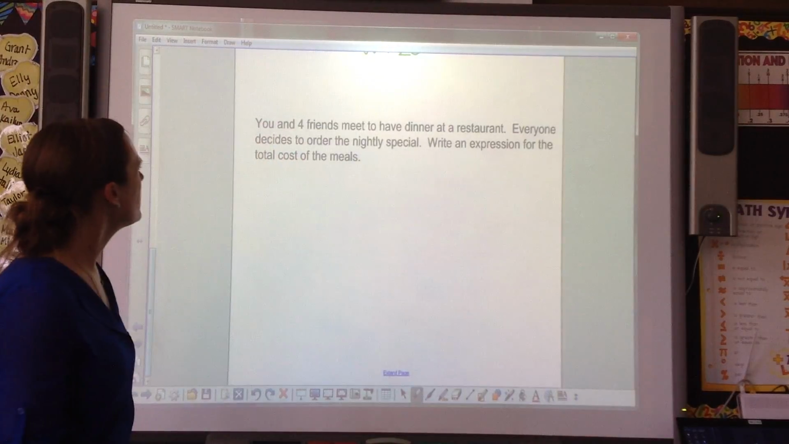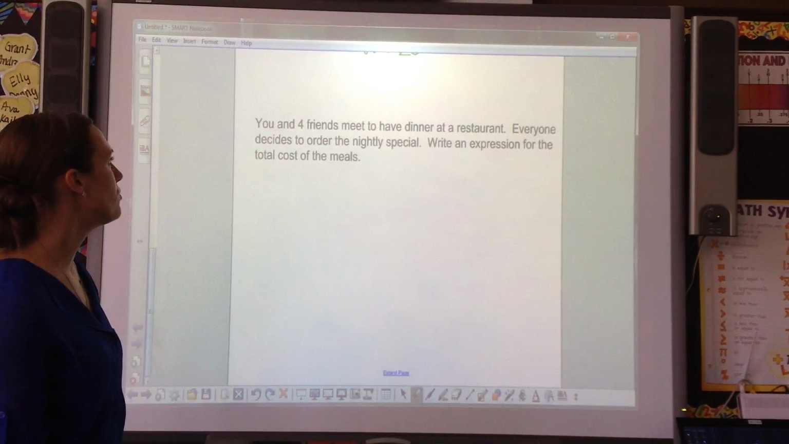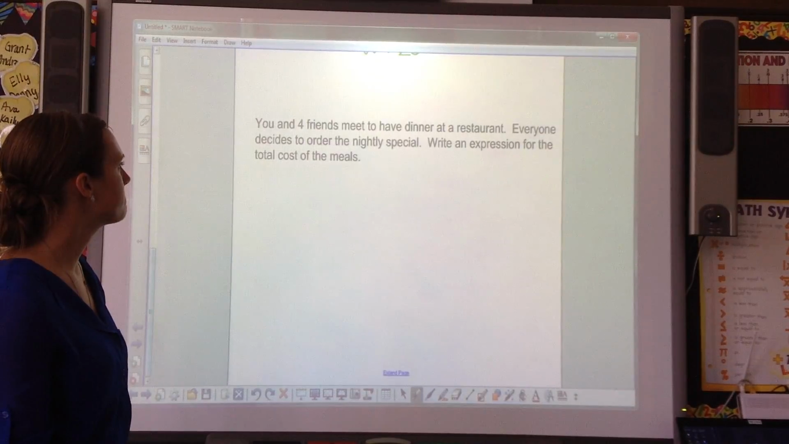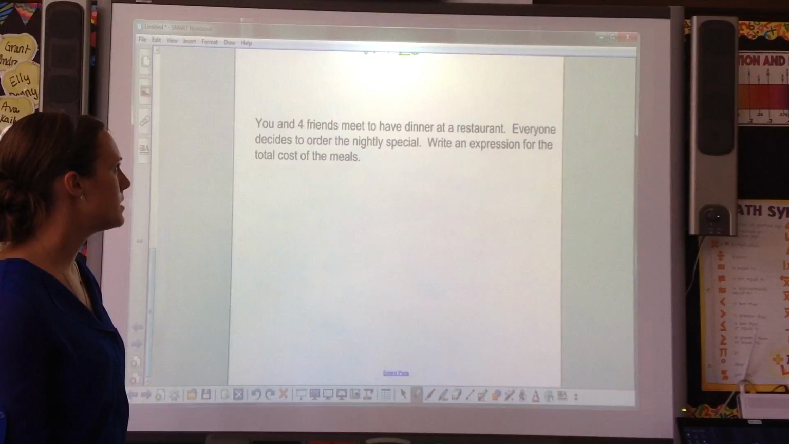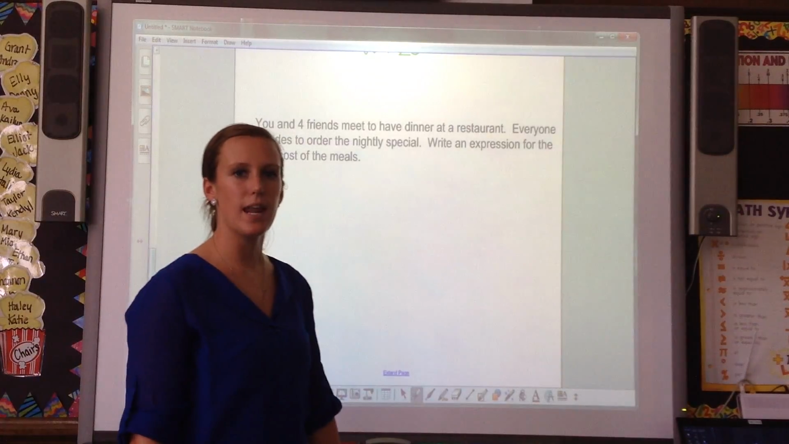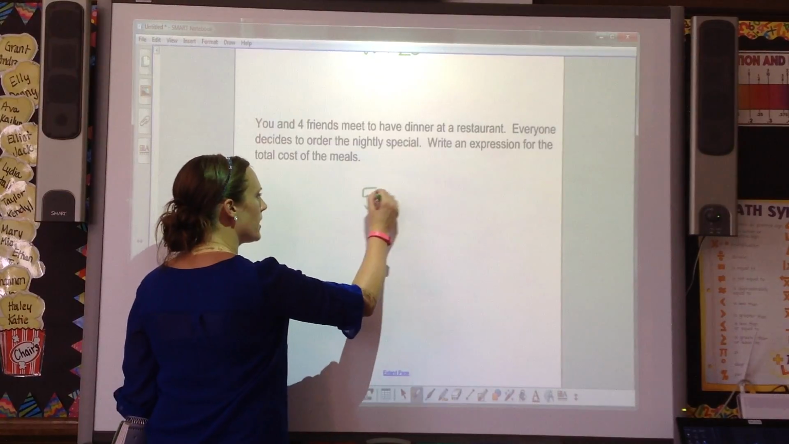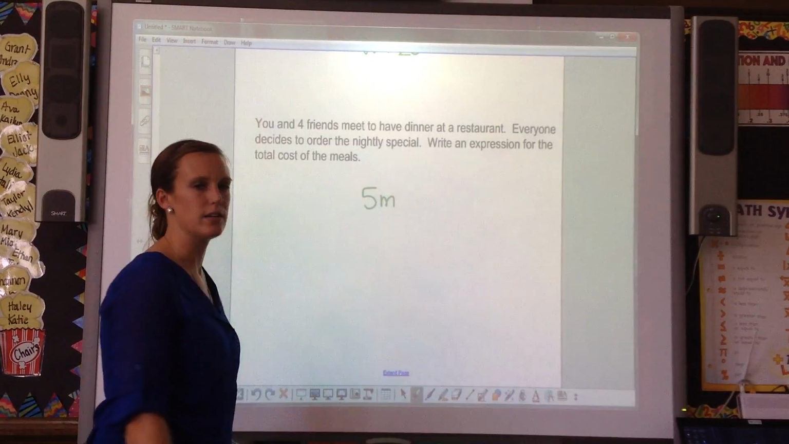They do not give you a letter for the variable, so I'm going to call the meal n. We have 5 meals. That n, that cost of the meal, is the same. So we are multiplying 5 times the cost of the meal to find out our total.